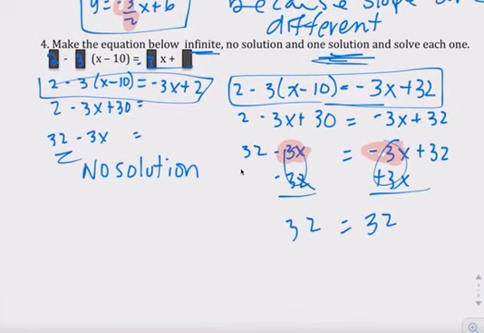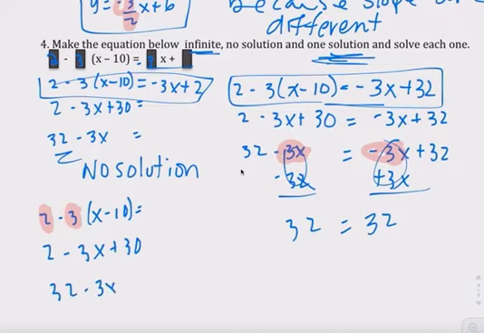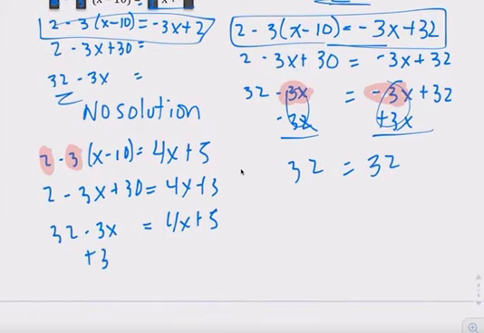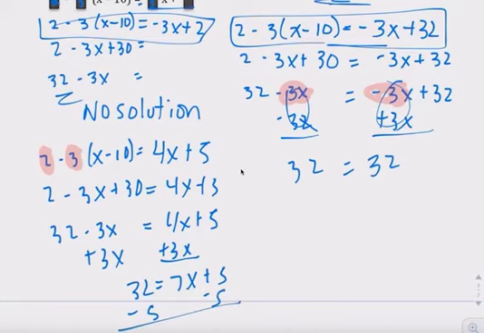Okay, let's do it here. Equals 2 minus, remember, you can choose any number you want. You don't have to use the same one each time. And then we get 32 minus 3x. So I can choose 4x plus 5 if I wanted to. Then plus 3x, plus 3x, it's 7x plus 5 equals 32. Minus 5, minus 5.